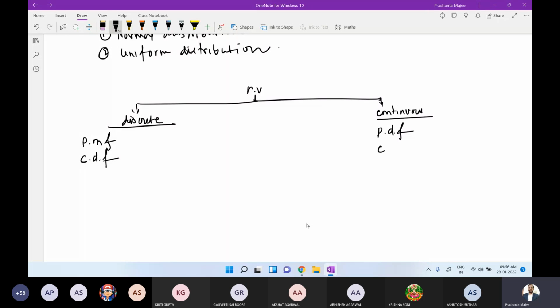Cumulative distribution function. Okay, PDF is given by f of x. Okay, CDF will be given by capital F of x, which will be the integral from minus infinity to x of f of x dx. In case of a discrete random variable, the CDF will be given by summation over xi less than or equal to x of the probability at x equals xi. So this is a CDF, and probability mass will be given by this pair xi and pi.